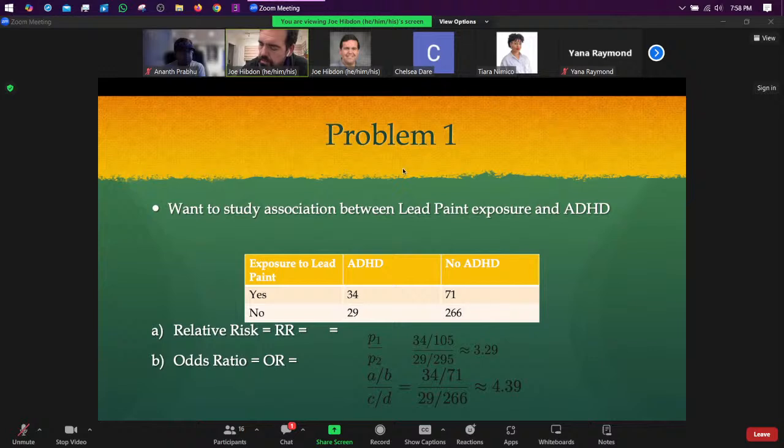Part B, what did they ask us for? Estimate the crude or unadjusted odds ratio. Yeah, crude or unadjusted.